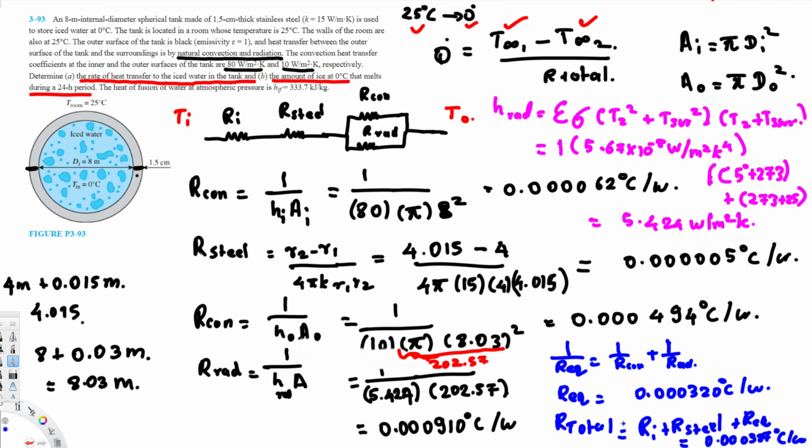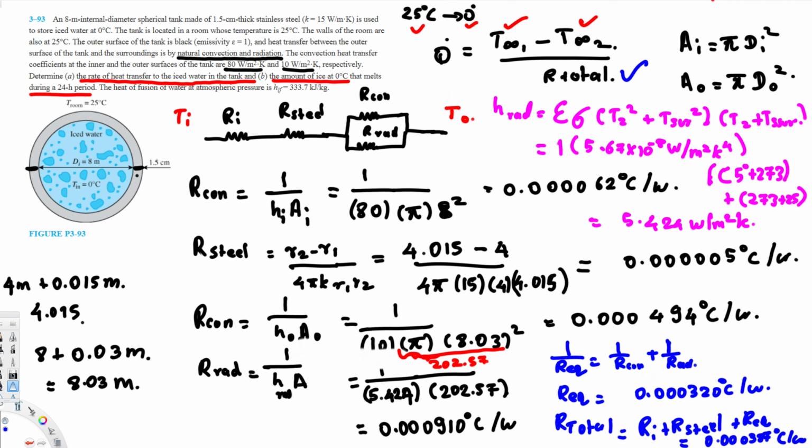Now we have all this information. The main thing is we found the R total right here. This is what we tried to find, because we want to find the Q dot. That's the question, right? Now we have our total, that is 0.000387. Now let's go ahead and calculate this Q dot.